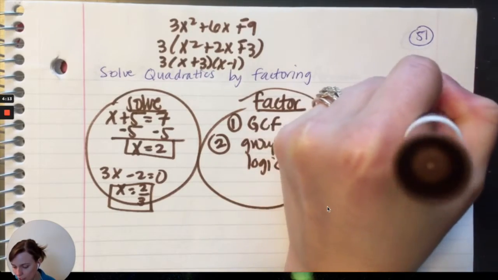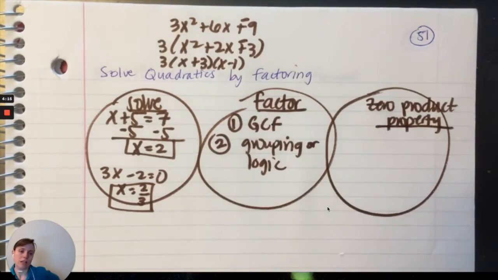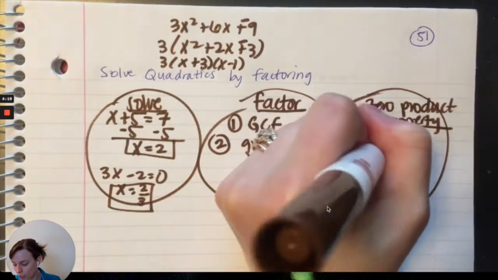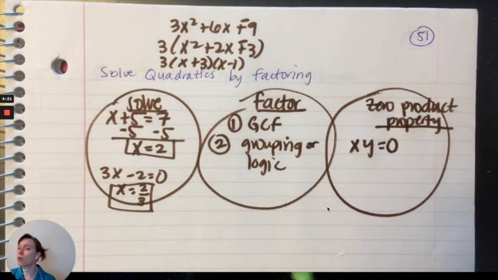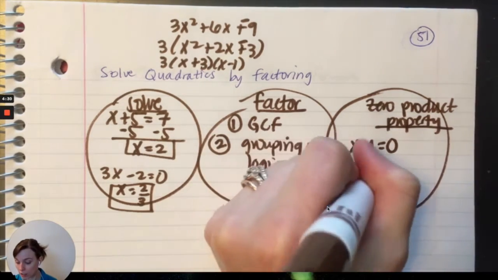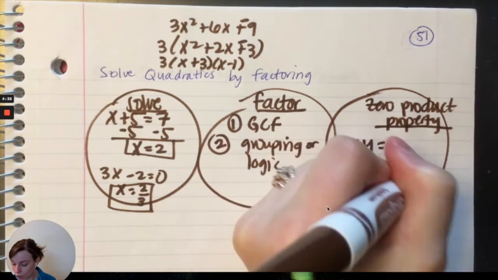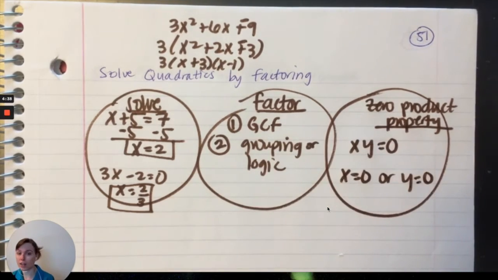Now, common sense already tells us this. It just hasn't been given a name yet in life. So if I have 2 numbers that are multiplied, I don't know what these numbers are, that's why they're variables, but I know if I multiply them, I get 0. So that tells me that x could be 0. If x is 0, it doesn't matter what y is, boom, it's going to get me 0. Or y could be 0.